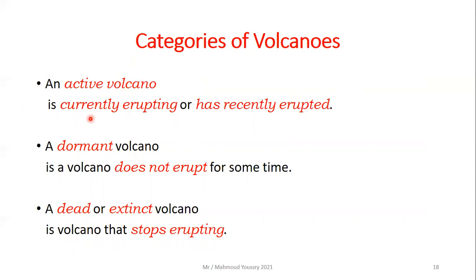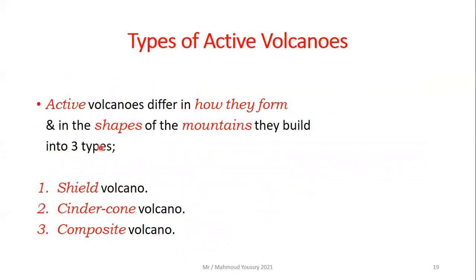What about the active volcanoes? They are divided again. Active volcanoes differ in how they form and in the shapes of the mountains they build into three types, which are shield volcano, cinder-cone volcano, and the composite volcano. Let's see what about each one of them.